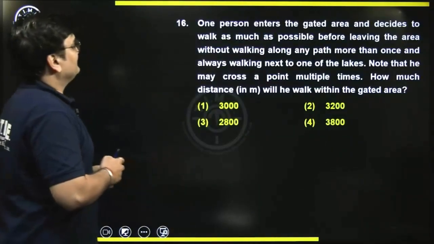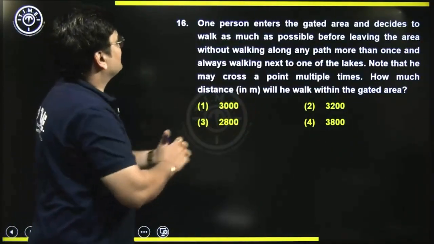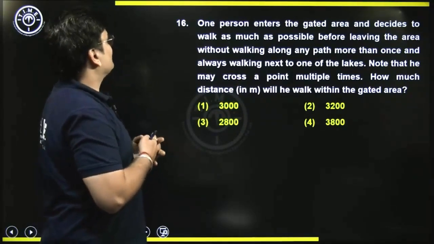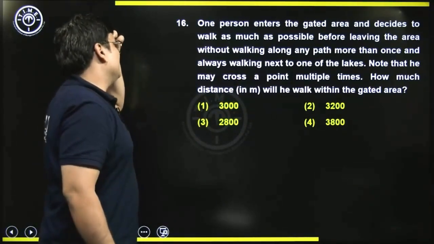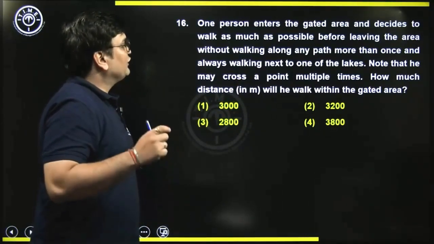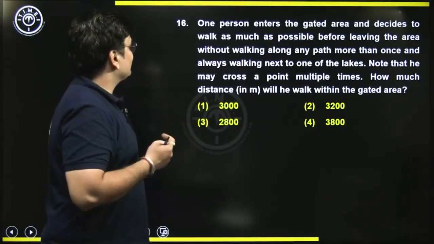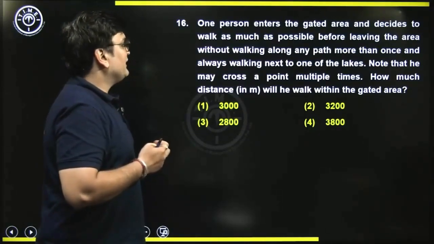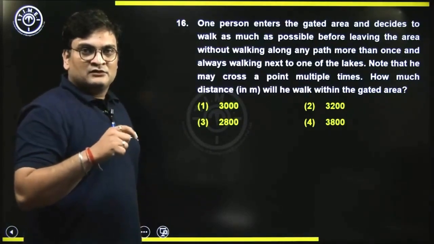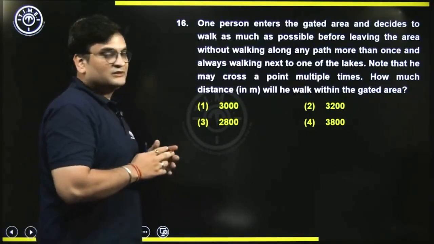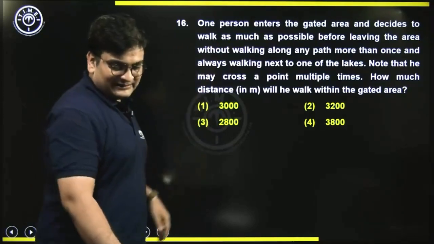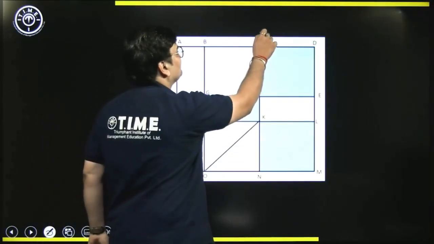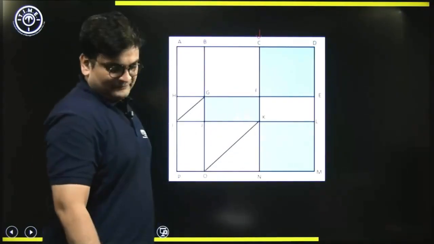Next one, 16.1. One person enters a gated area and decides to walk as much as possible before leaving the area without walking along any path more than once and always walking next to one of the lakes. So there are some restrictions that he has. So there is a person who has entered the gated area, so that means he will enter here only. This is the only entry point, C.